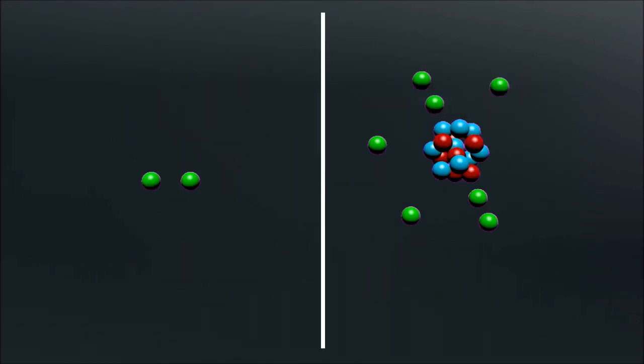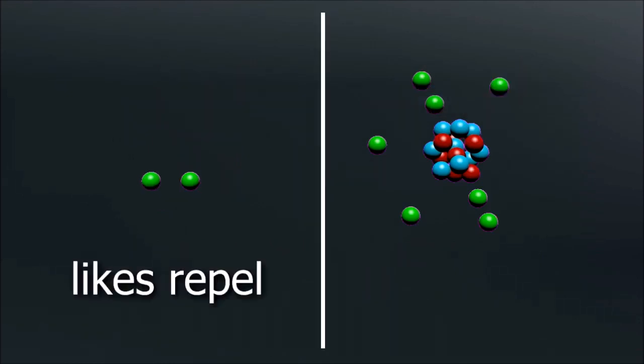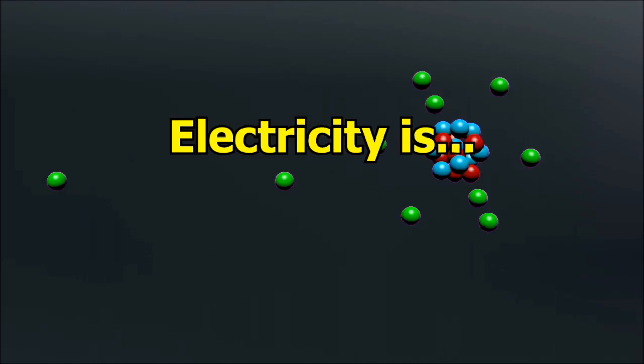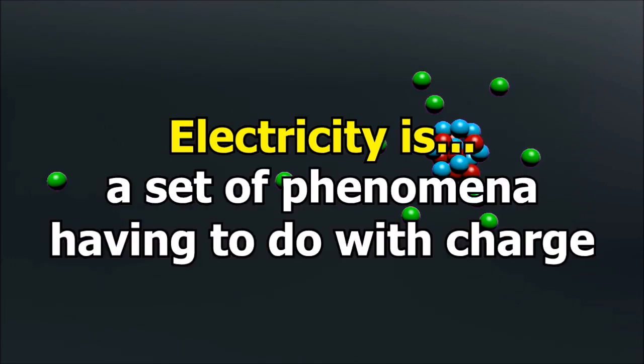Things happen when you have an unbalanced charge. Like charges repel each other. So two electrons, both having a negative charge, repel each other. And unlike charges attract each other. So a positively charged atom will attract a negatively charged electron. So once again, the definition of electricity is a set of phenomena having to do with this charge.